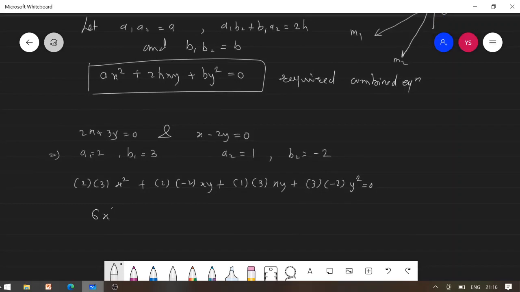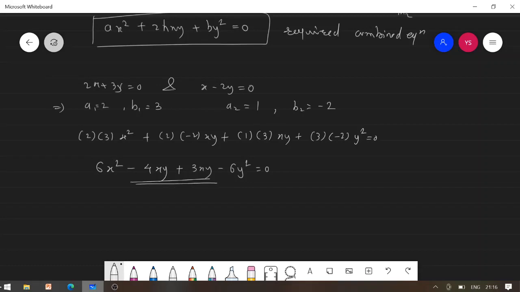So 3 2s are 6x square plus minus minus 2 2s are 4 times xy plus 3 1s are 3 times xy plus minus minus 3 2s are 6 times y square equals to 0. So the second and third terms are like terms, they are easily added or subtracted and give us 6x square minus 4 plus 3 becomes minus of 1 times xy minus of 6y square equals to 0, be the required combined equation of the lines 2x plus 3y equals to 0 and x minus 2y equals to 0.